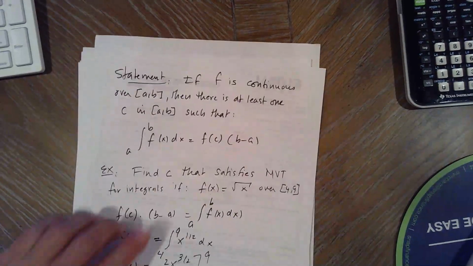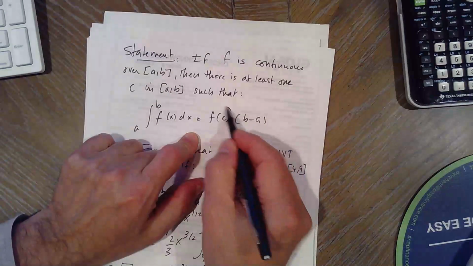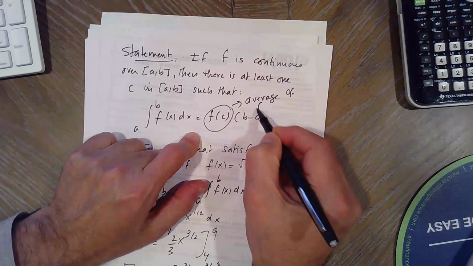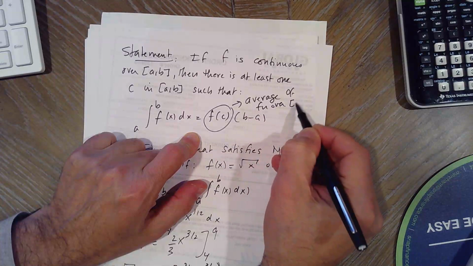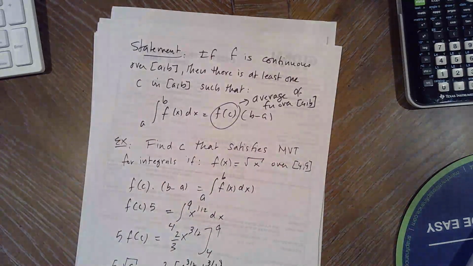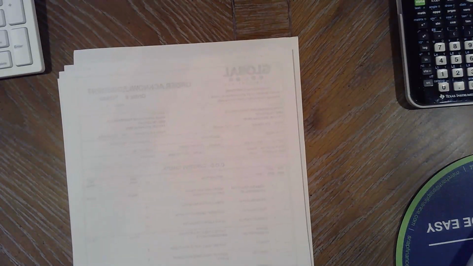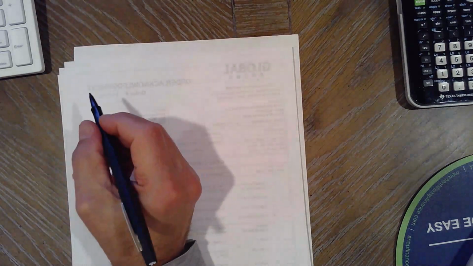Alright, so that f of c that you get from the mean value theorem is called the average of function f over [a, b]. It makes sense why this is called the average, because it gives you the exact area under the curve by using that as the height, and then b minus a is the width.